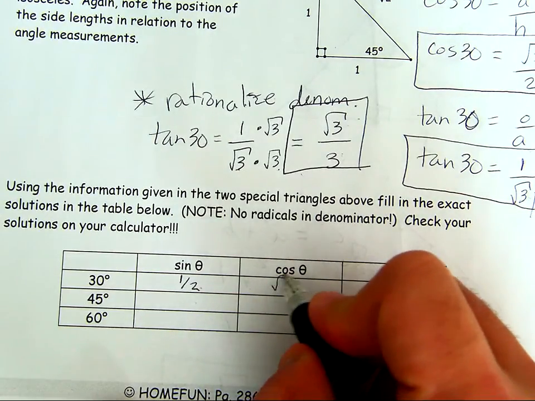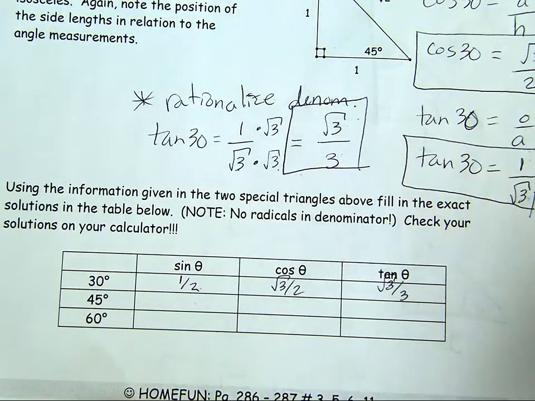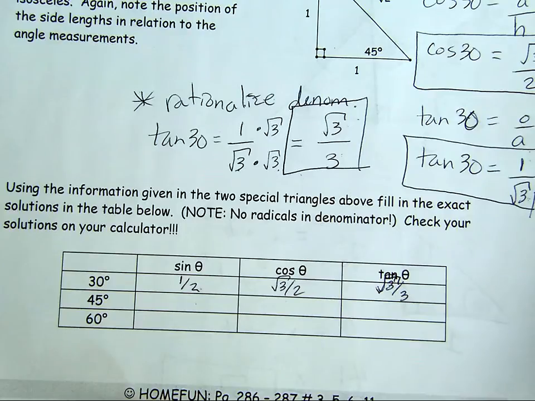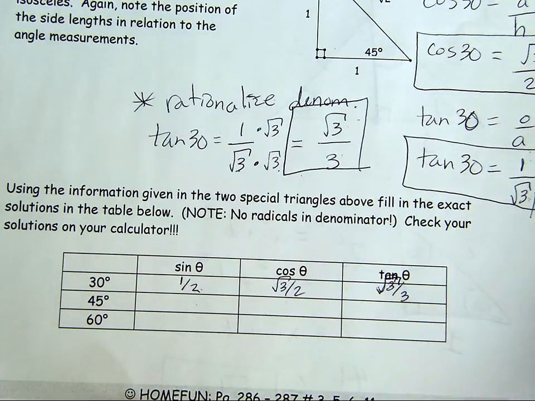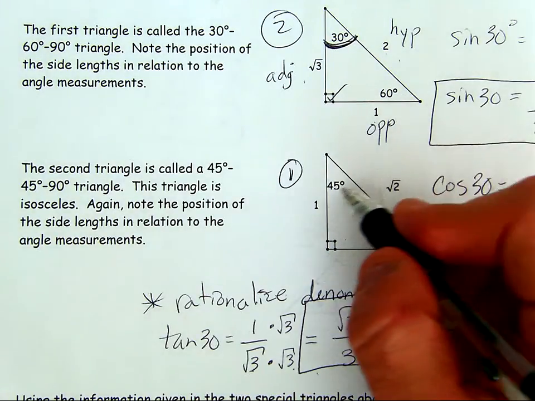So now you can fill in these. Sine of 30 is a half, cos of 30 is root 3 over 2, and tan of 30 is root 3 over 3. And we did this without a calculator. You didn't need a calculator to do this. I'll do the 45s as well.